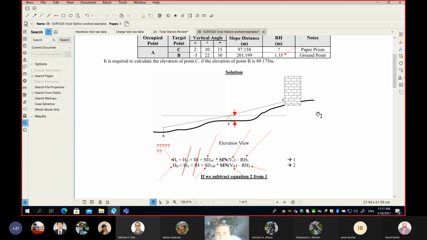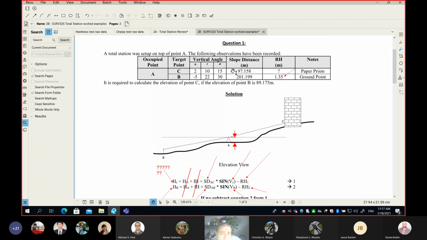Bottom line is, if you don't know, you guys know that every degree has 60 minutes, and every minute has 60 seconds, right? Yes or no? So which means you can turn this into a decimal. So this will be 2 plus 10 over 60 plus 15 over 60 over 60, which means I can put it this way, over 3600.